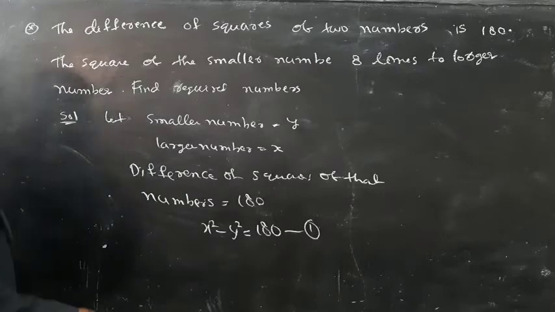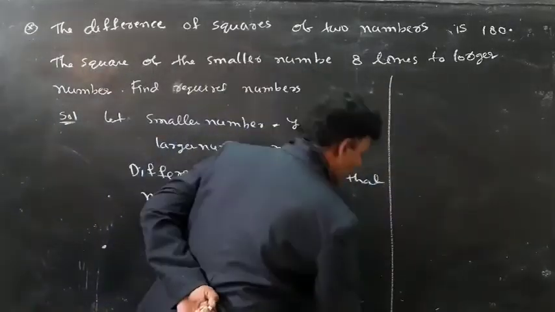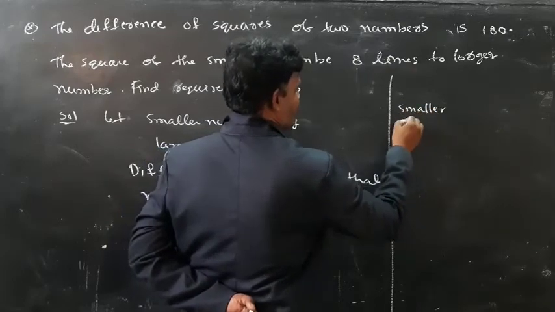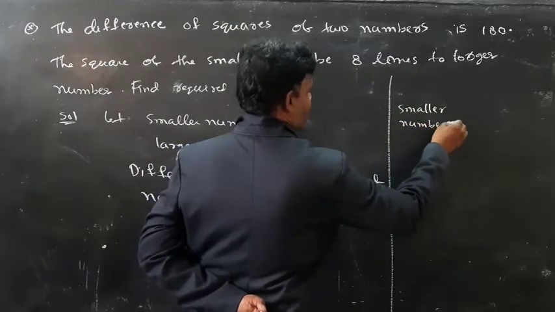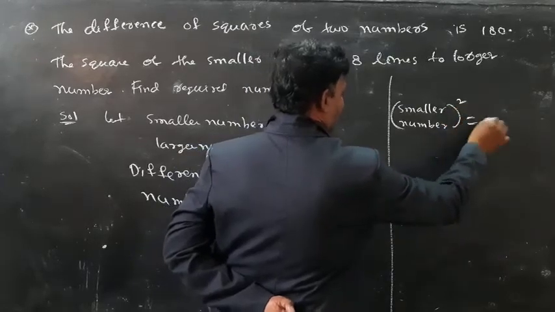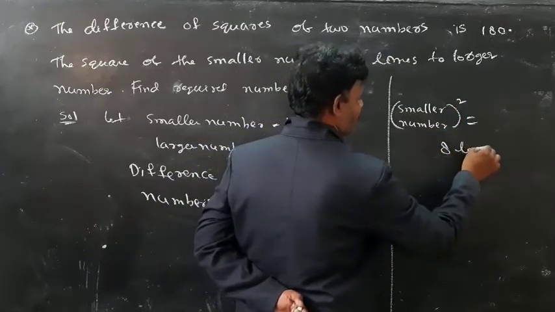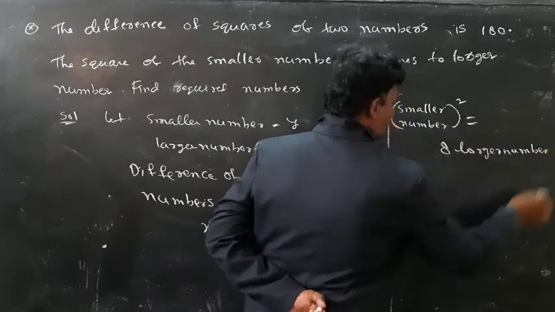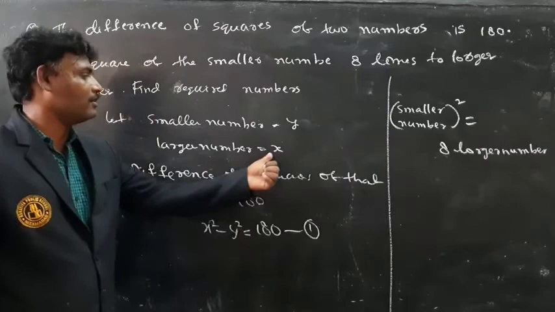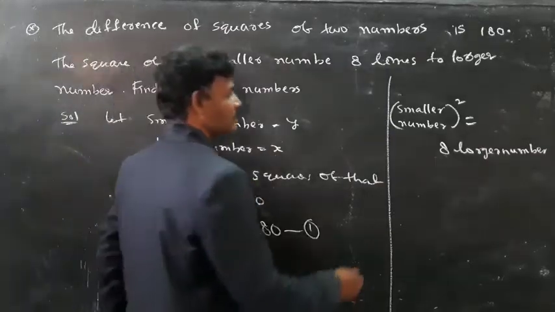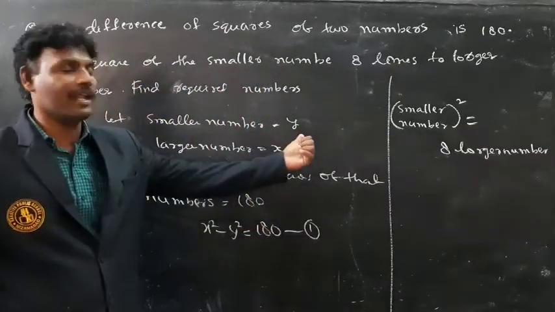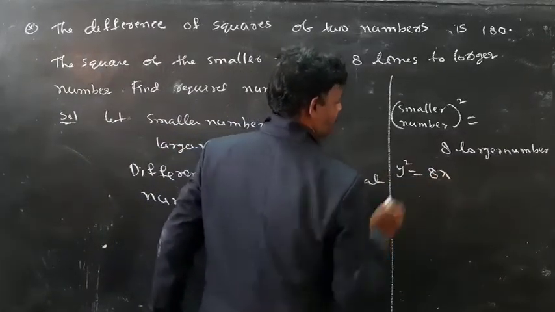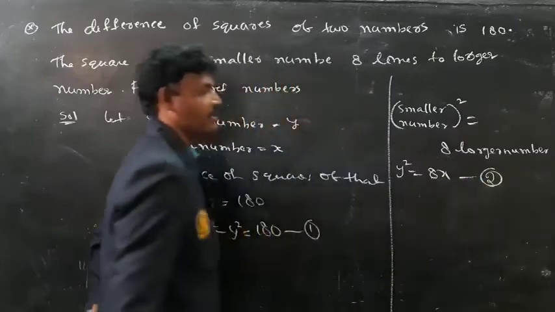Next, as per the given, the square of the smaller number is equal to 8 times the larger number. Here I took the smaller number as y. So the smaller number square, y square, is equal to 8x. Now this is the second equation.